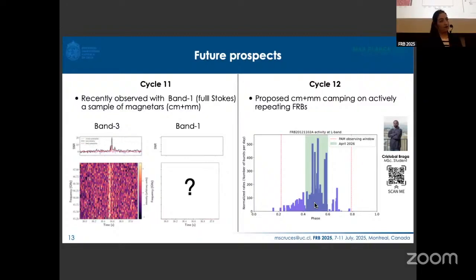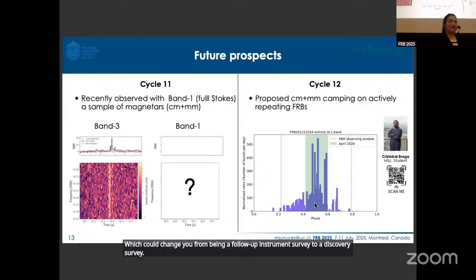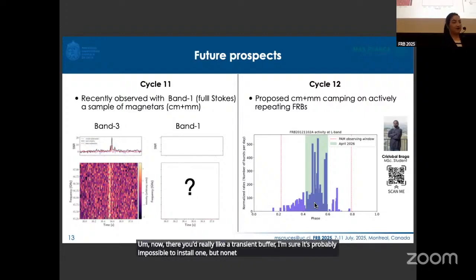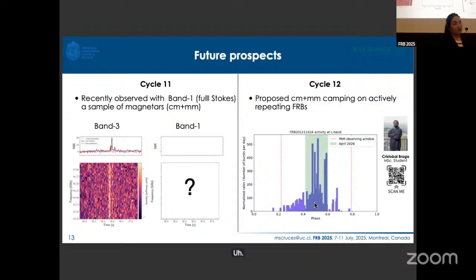Hi, Kyo Masui, MIT. One of the innovative ideas that made a huge difference in the FRB field was the ASKAP incoherent sum survey. Have you thought of doing incoherent sum searches? So that you'd lose a factor of 7 in sensitivity, but you gain a factor of thousands in field of view, which could change you from being a follow-up instrument survey to a discovery survey. Now, there you'd really like a transient buffer. I'm sure it's probably impossible to install one, but nonetheless, you could still try this just to see if there's anything there to look at.